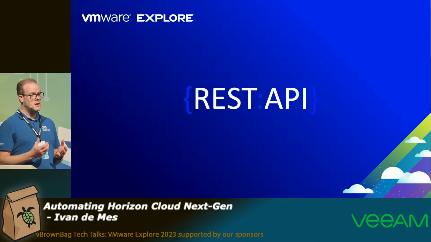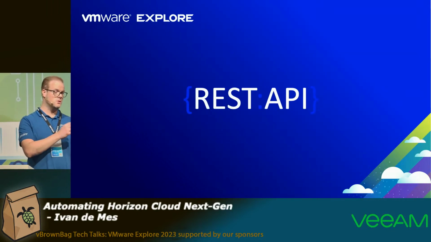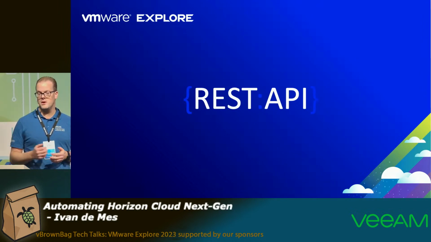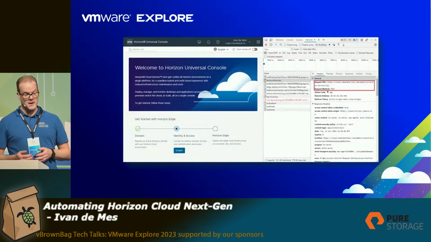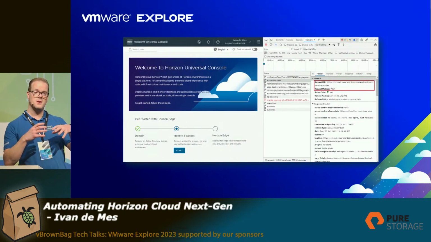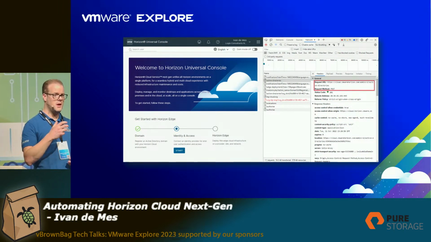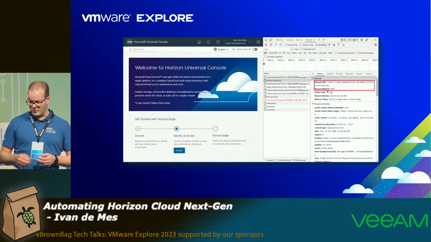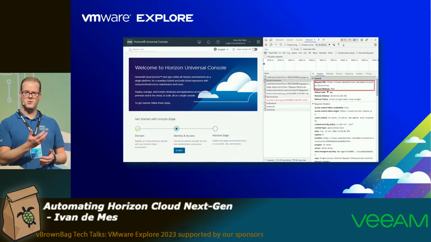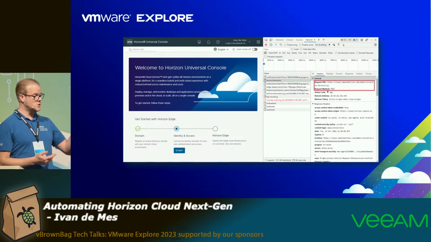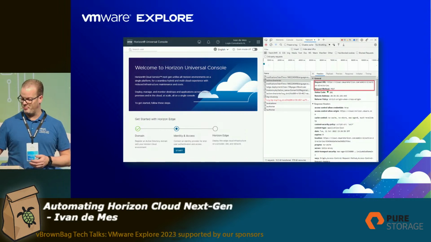So with that API, we are capable of doing a lot of things that you would normally do in a console. You can now also do that with the API. In fact, everything that you do within the Horizon Universal Console translates into an API request. And as you can see, I've opened up my developer tools in the browser, and when I go to the Horizon Universal Console, you will see that it does a request to a so-called request URL.